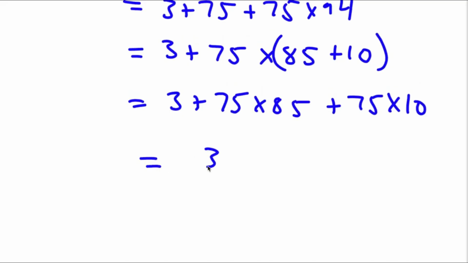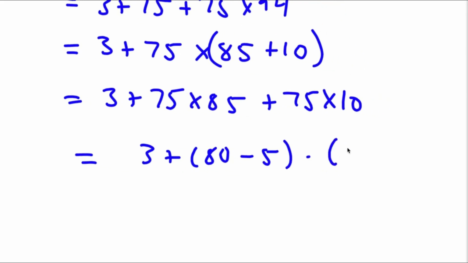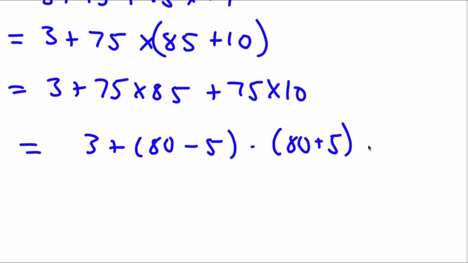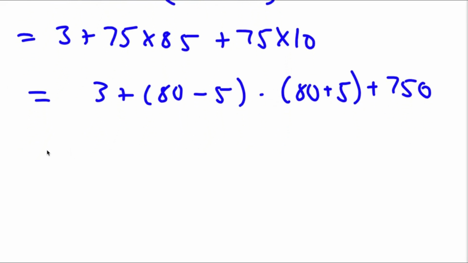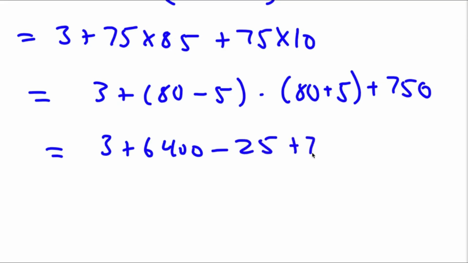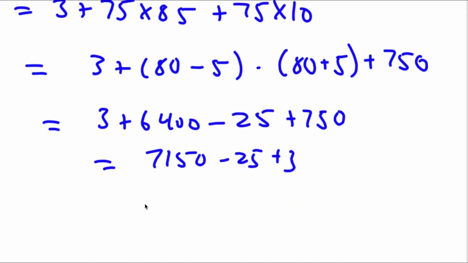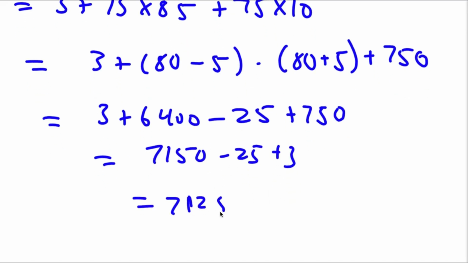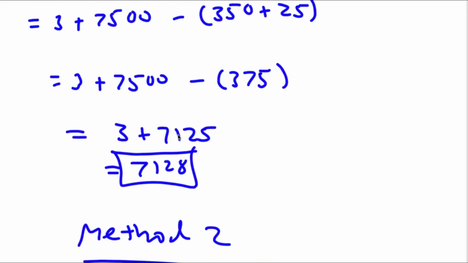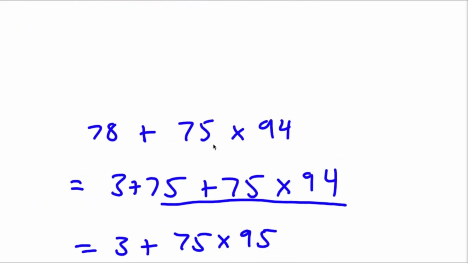And now this is equal to 3 plus 80 minus 5 times 80 plus 5 plus 750, because 75 times 10 is 750. And this is equal to 3 plus 6,400 minus 25 plus 750, which is equal to 7,150 minus 25 plus 3, which is equal to 7,128. So as you can see, we used two different methods, but we got the same answer.